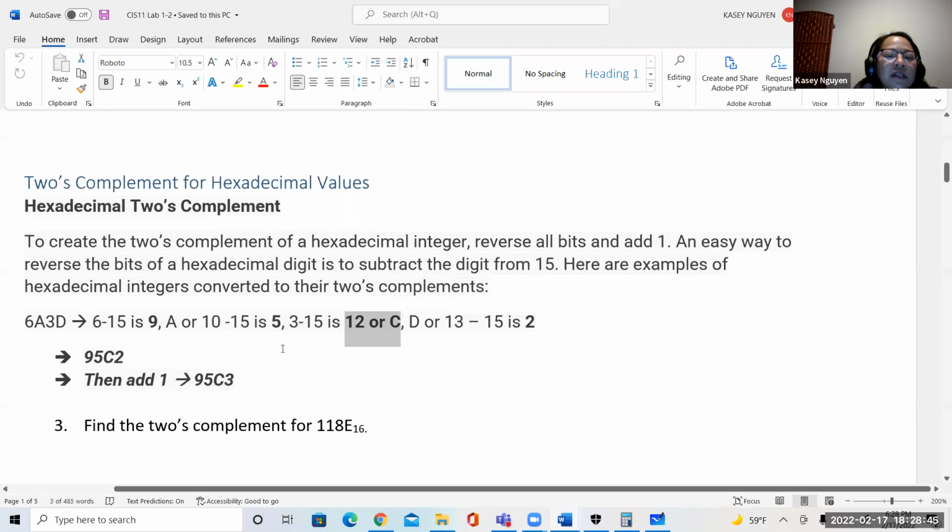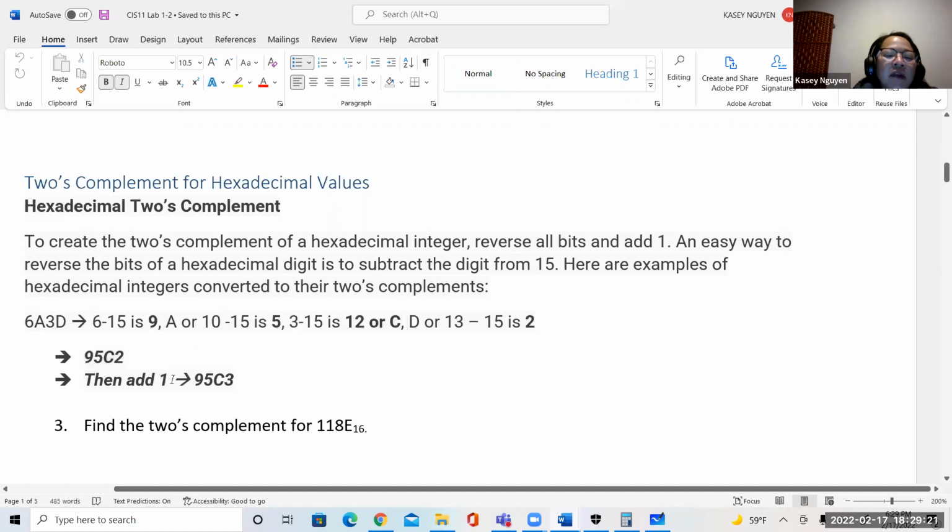So here what they're saying is the next digit is 3. 3 subtracted from 15 is going to be 12. So that's how we get the C here. Between 3 and 15, there's 12, and 12 is going to be C. And then the last digit is D. D is 13, and 13 subtracted from 15 is going to give you 2. So that's how we get the 2 there.